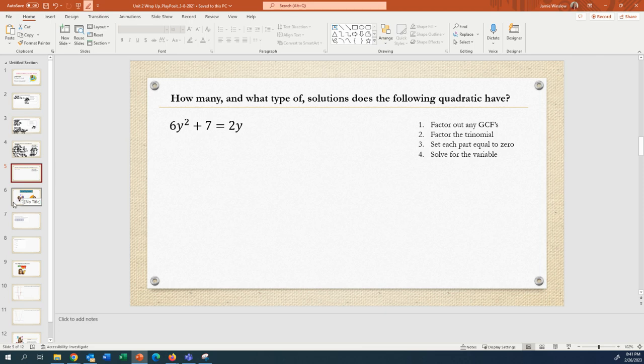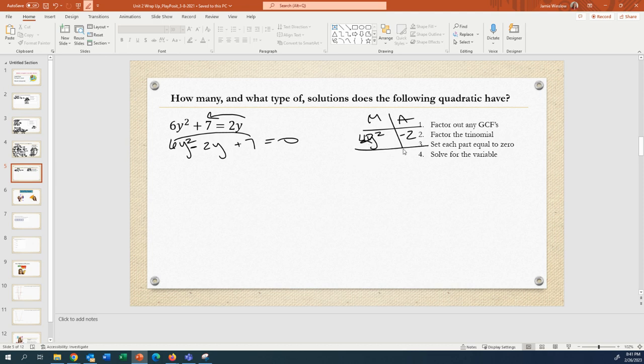Okay, we have a quadratic. I'm going to get everything on the same side in order here. And we'll do our Ma chart, right? Because there's nothing we could take out of all of them. So we have 42y squared, and negative 2 in the middle. 42y.